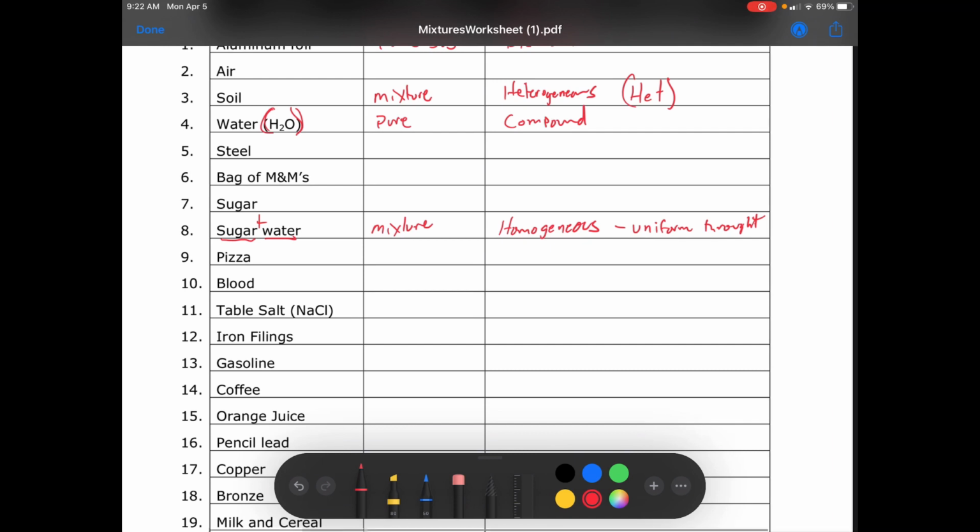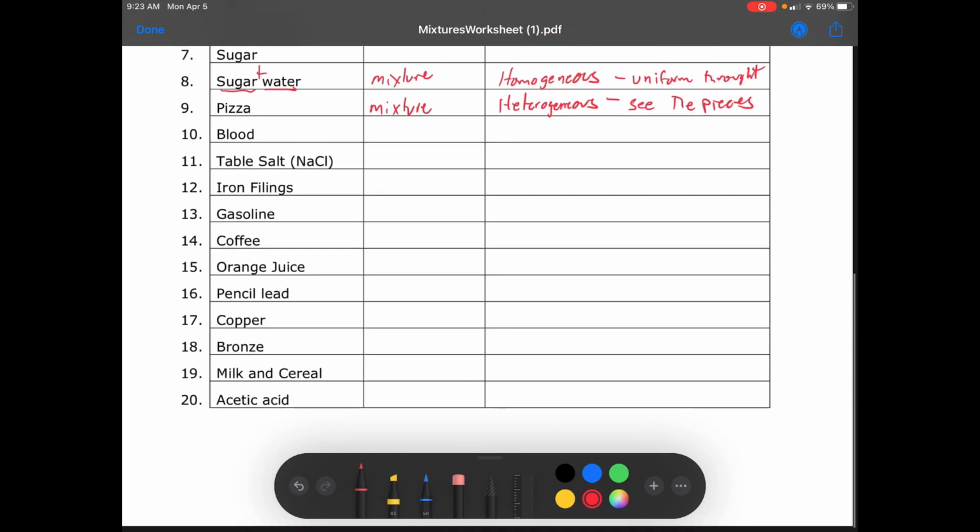You can't really tell the different pieces as you look at it. If you can tell the different pieces, like pizza, that is a mixture as well, and it is going to be a heterogeneous mixture. Why? Because you can see the pieces. I'm going to leave blood. I'm going to leave table salt. I'm going to go to iron filings.